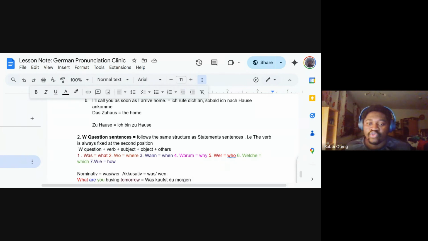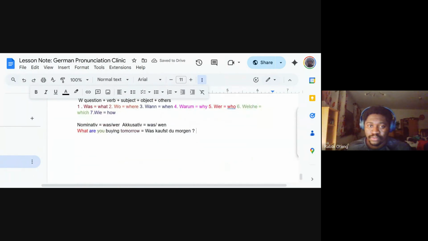So, was kaufst du morgen? Okay, so what are you buying tomorrow? Here, the thing is: what is the nominative, what is the accusative? The nominative is the subject. The accusative is the direct object. The indirect object is the dative case. But in this sentence there's no dative, just an accusative and a subject: nominative and accusative.